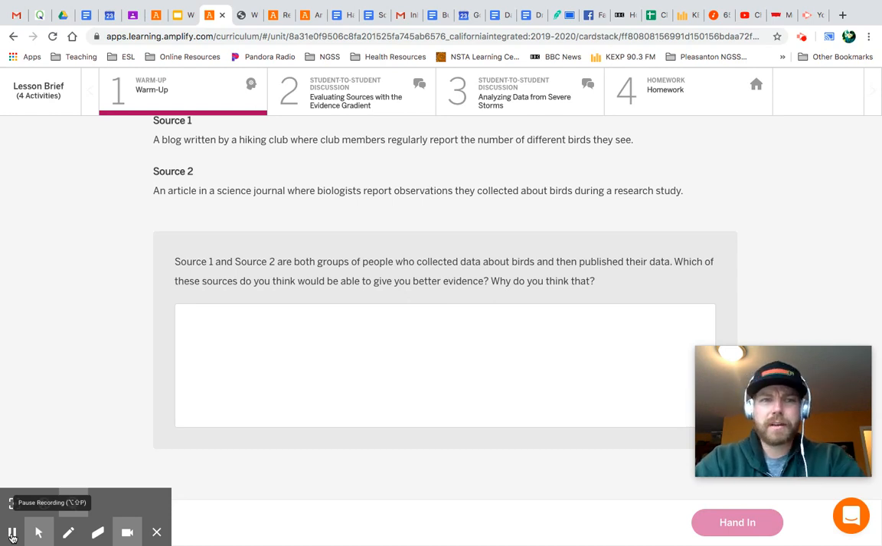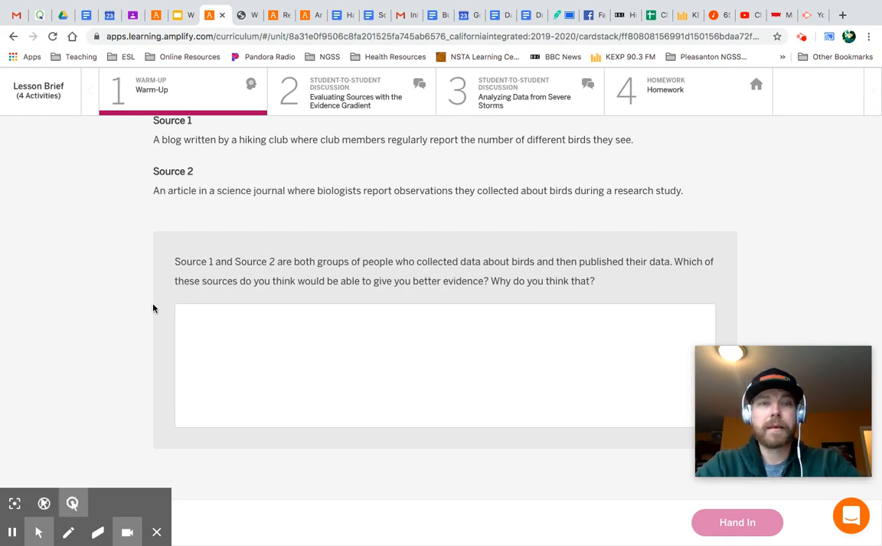Now, source number 1, it's not that these people don't know their birds. It's not that they wouldn't be able to identify them or that they're bad at counting. It's just that source 2, we would definitely consider a more reliable source. Source number 2, an article in the science journal. That means that a lot of scientists have probably read this, have evaluated it for themselves, have critiqued it, given their own feedback on it. So it's not just one person saying, oh, I saw a blue jay the other day, but it's a whole community of people who are fact checking this information that's going into the science journal.